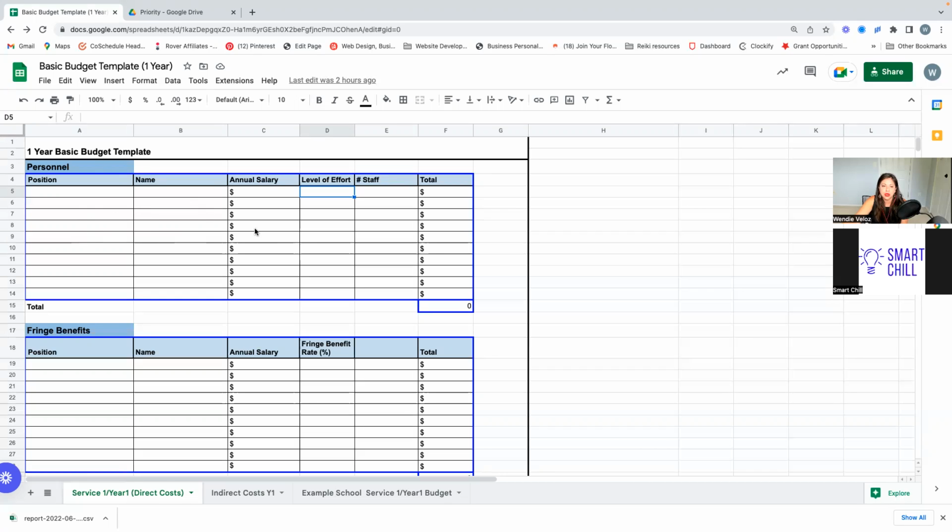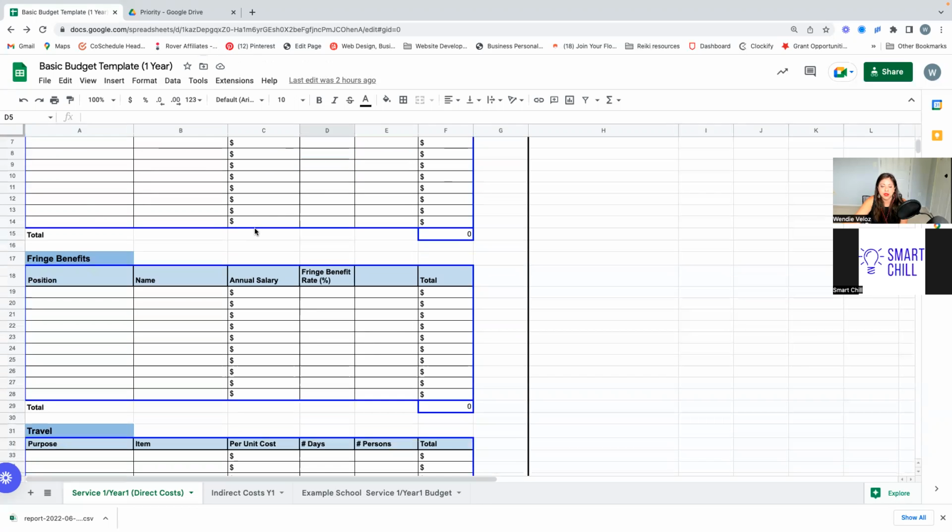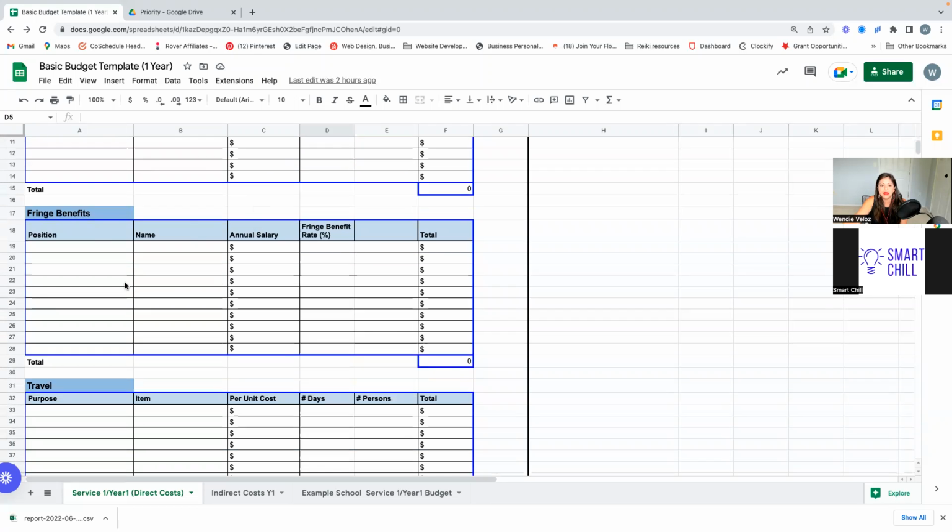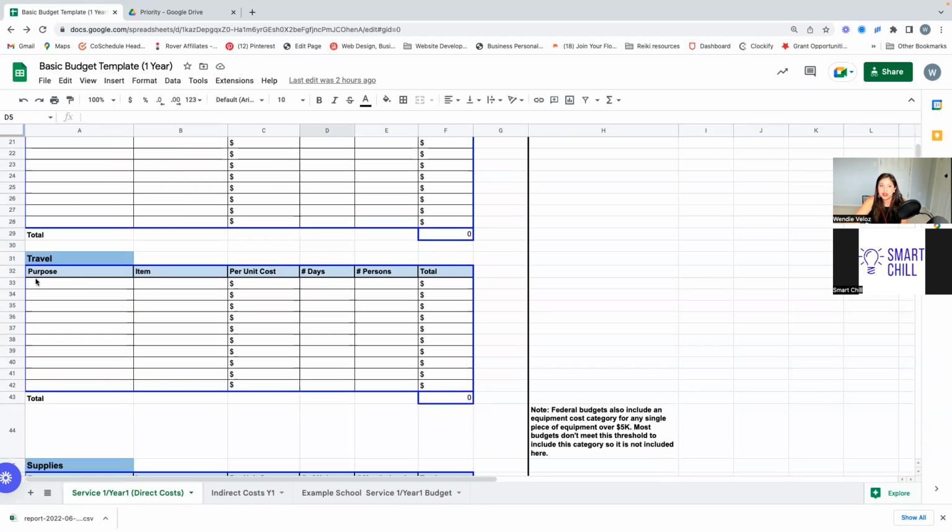So how many staff do you need in order to provide this service successfully? And then there's a calculation for the fringe benefits, which tells you what the benefit is, who is receiving it, how much is their salary, what is the rate for that benefit, and then it'll give you a total. Then if you have people traveling, there is a purpose for which people are usually traveling. If it's a conference, a training, whatever that is, you'll put, conference travel for XYZ curriculum. The item is hotel stay, and then the per unit cost is $120. We're going to spend 2 nights at this conference, and we're sending 4 people, right? And that total would just be the multiplication of all of those things.